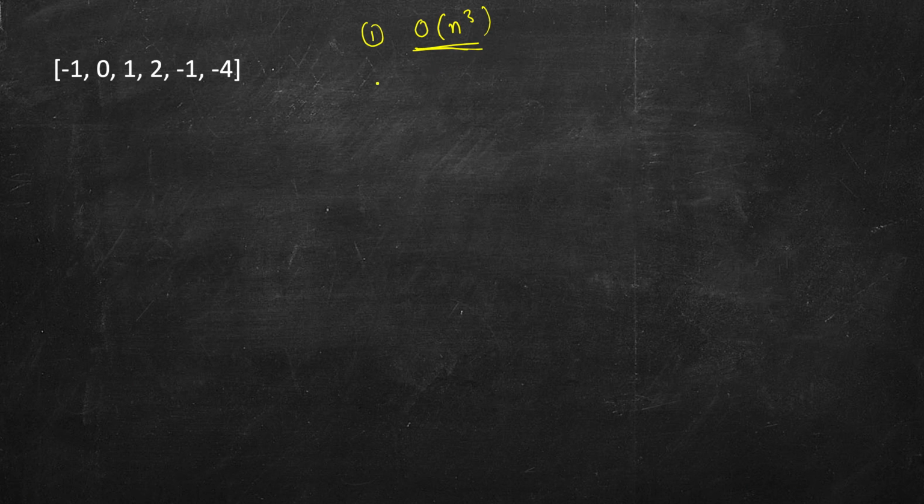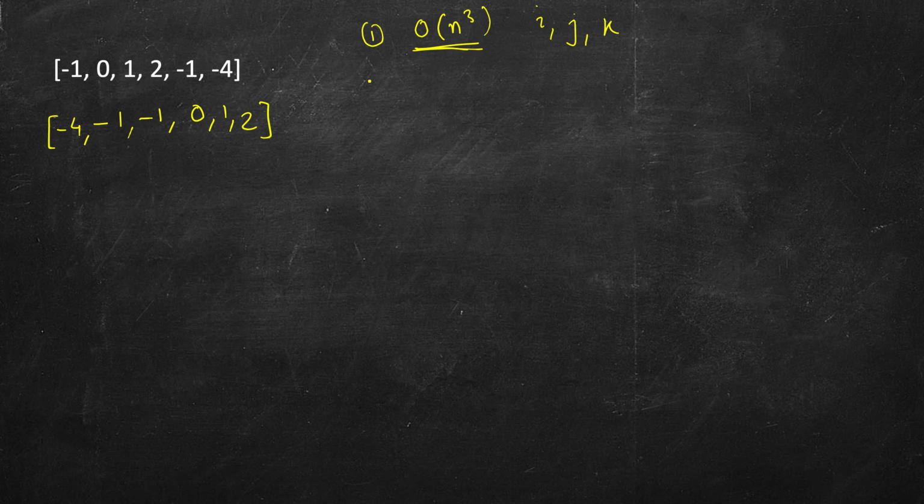Next, we can sort this array. So let's sort it. When we sort, it will get -4, -1, -1, 0, 1 and 2. Once we have sorted, we can fix 2 numbers and try to find the third one. Here we had tried all possibilities of i, j and k. Here we will fix the first and second and try to find the third.